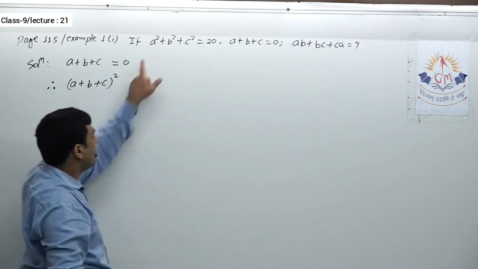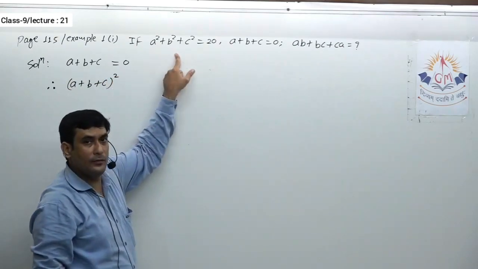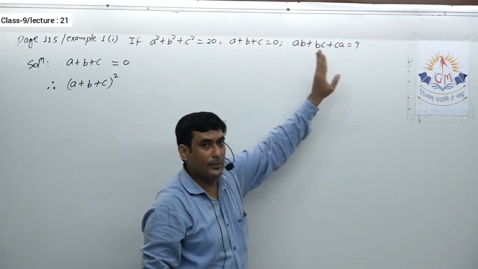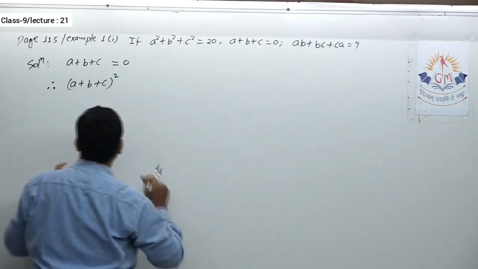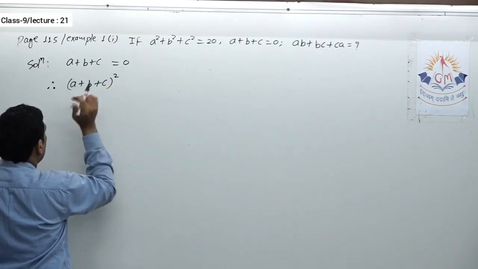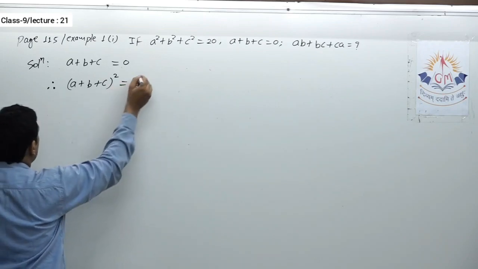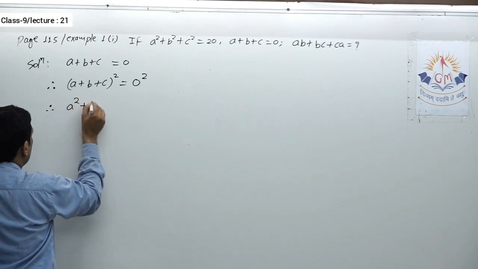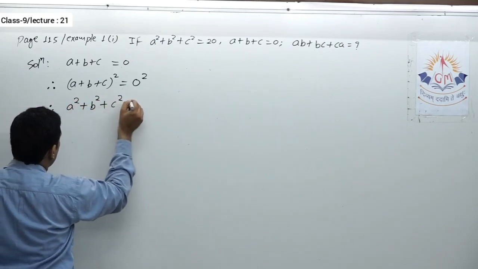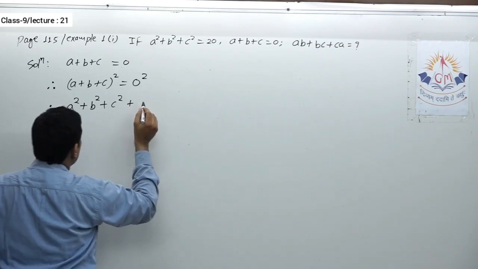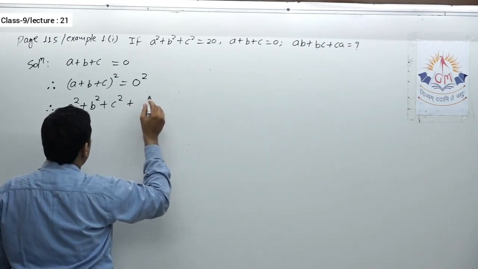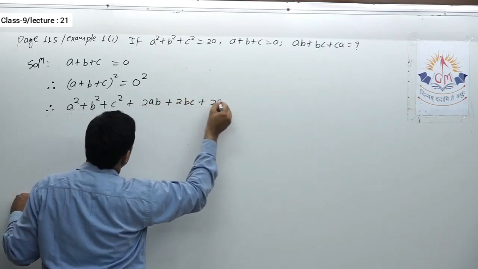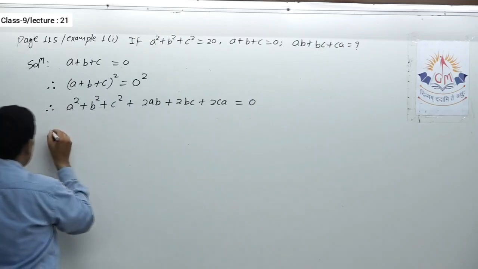Whenever you find the sum of three squares along with the product of two taken one at a time, that is ab, bc, ca, the very first identity that should come to your mind is the square of a trinomial. So 0 square. Now when I expand this, what will I get? a square plus b square plus c square plus 2ab plus 2bc plus 2ca is equal to 0, isn't it?